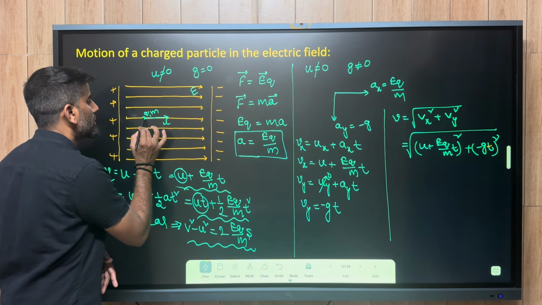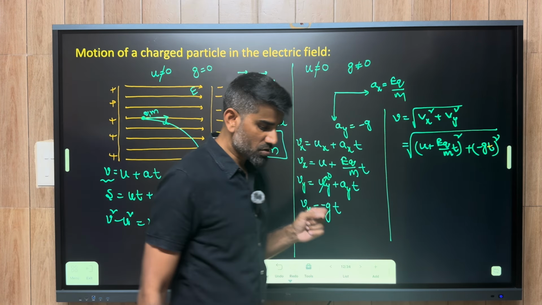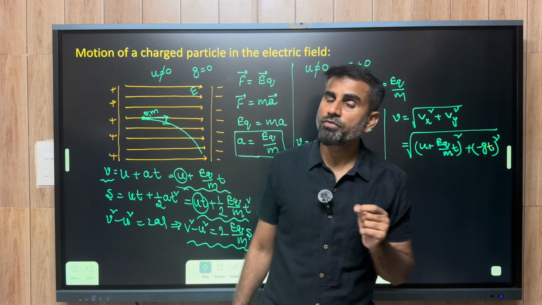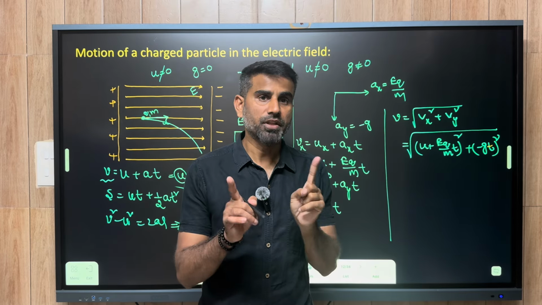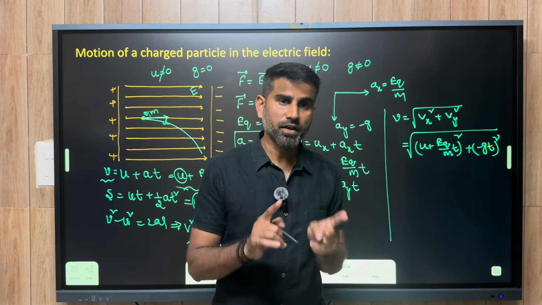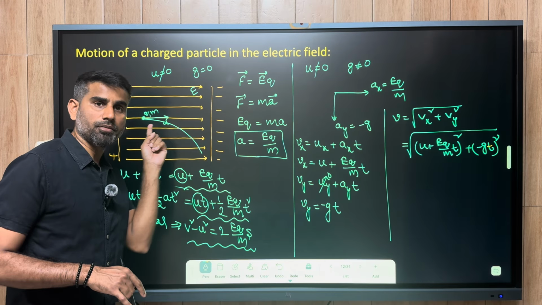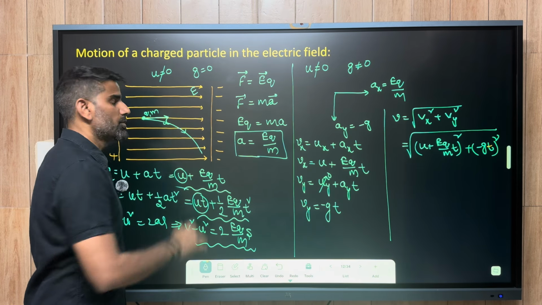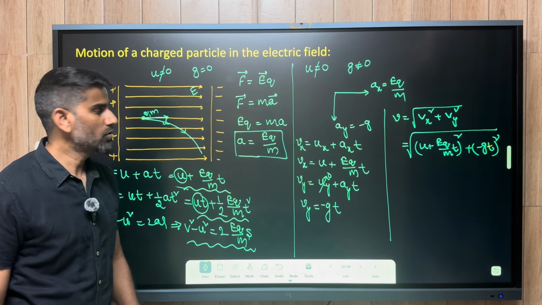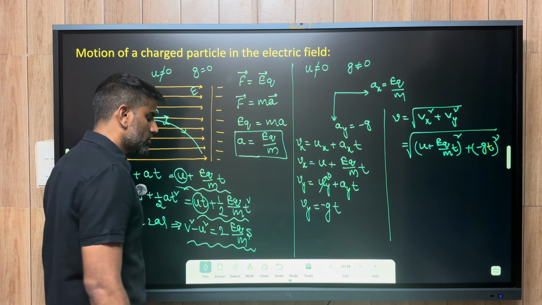It is rather moving in a parabolic manner, something like this, because the motion of the charged particle is being influenced by both electric field and the gravitational field together. As a result, the motion of the charged particle will be a parabola, as shown. Hope these points are clear, right? Okay, let's move on to the next case.